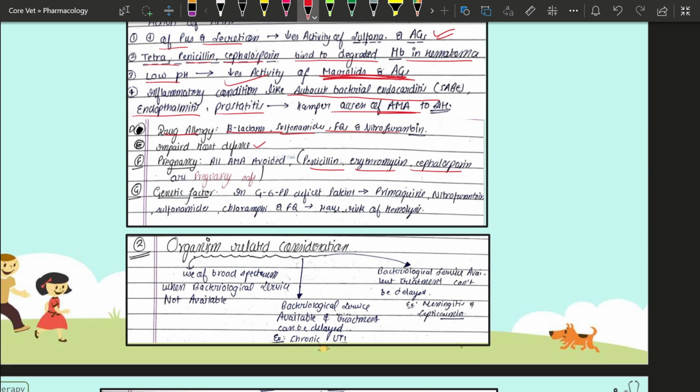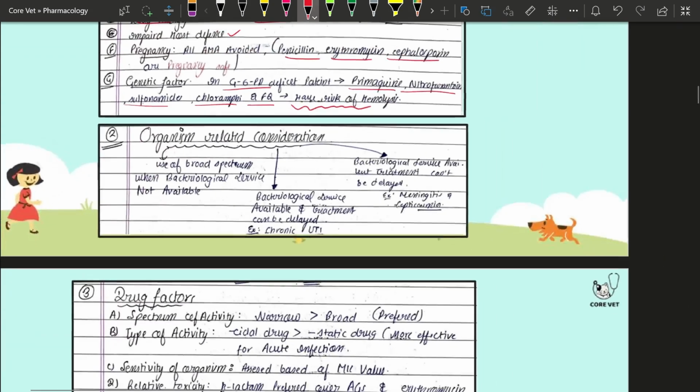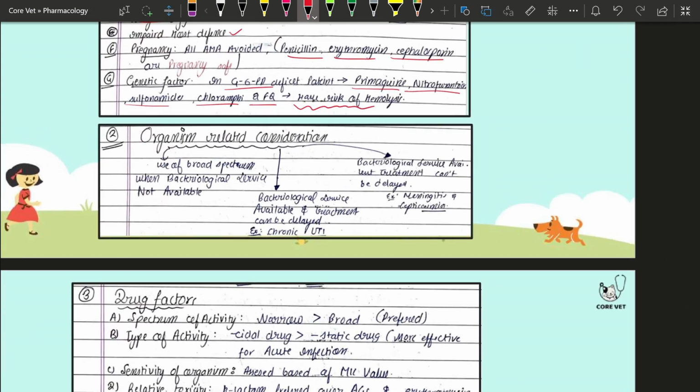There is also a genetic factor, like certain patients who are G6PD deficient. In those patients, primaquine, nitrofurantoin, sulfonamide, chloramphenicol, and fluoroquinolones have a risk of producing hemolysis. This means that application of these drugs may lead to hemolysis in patients who are G6PD deficient. Now there are organism-related considerations that you should look for.